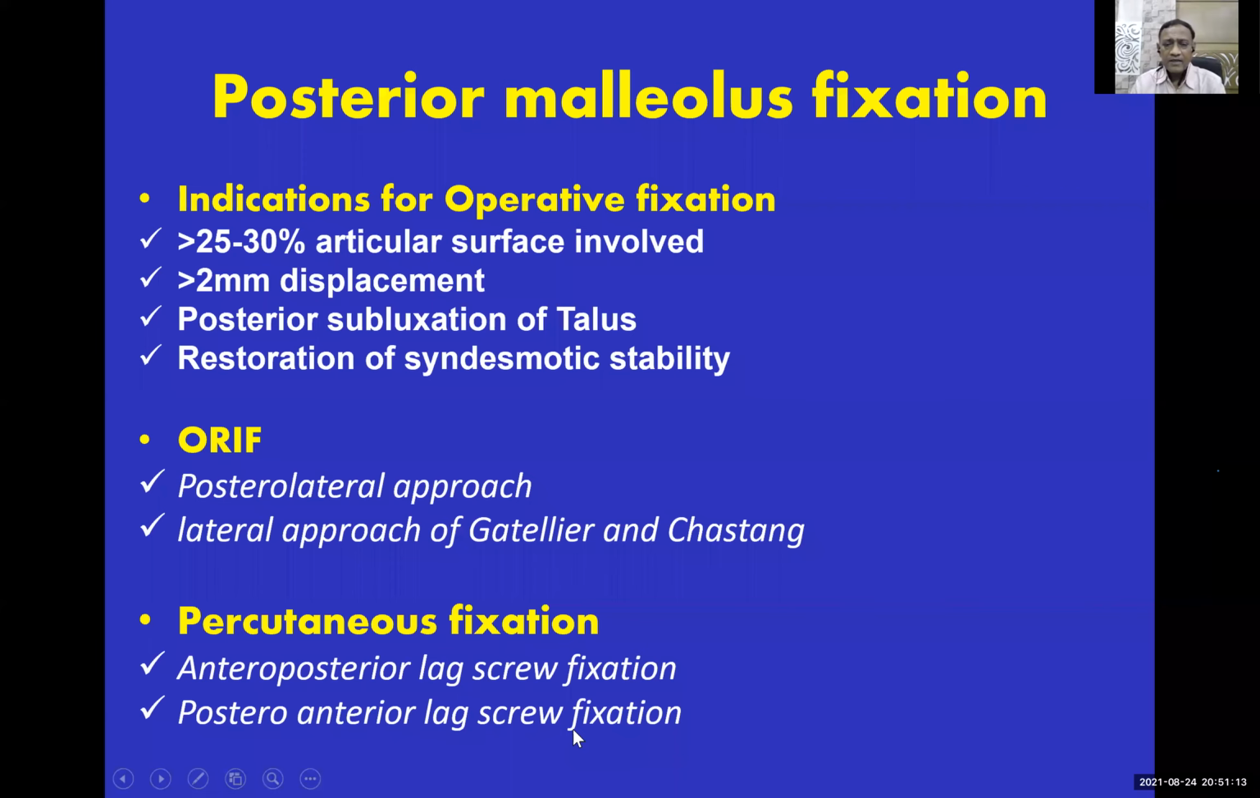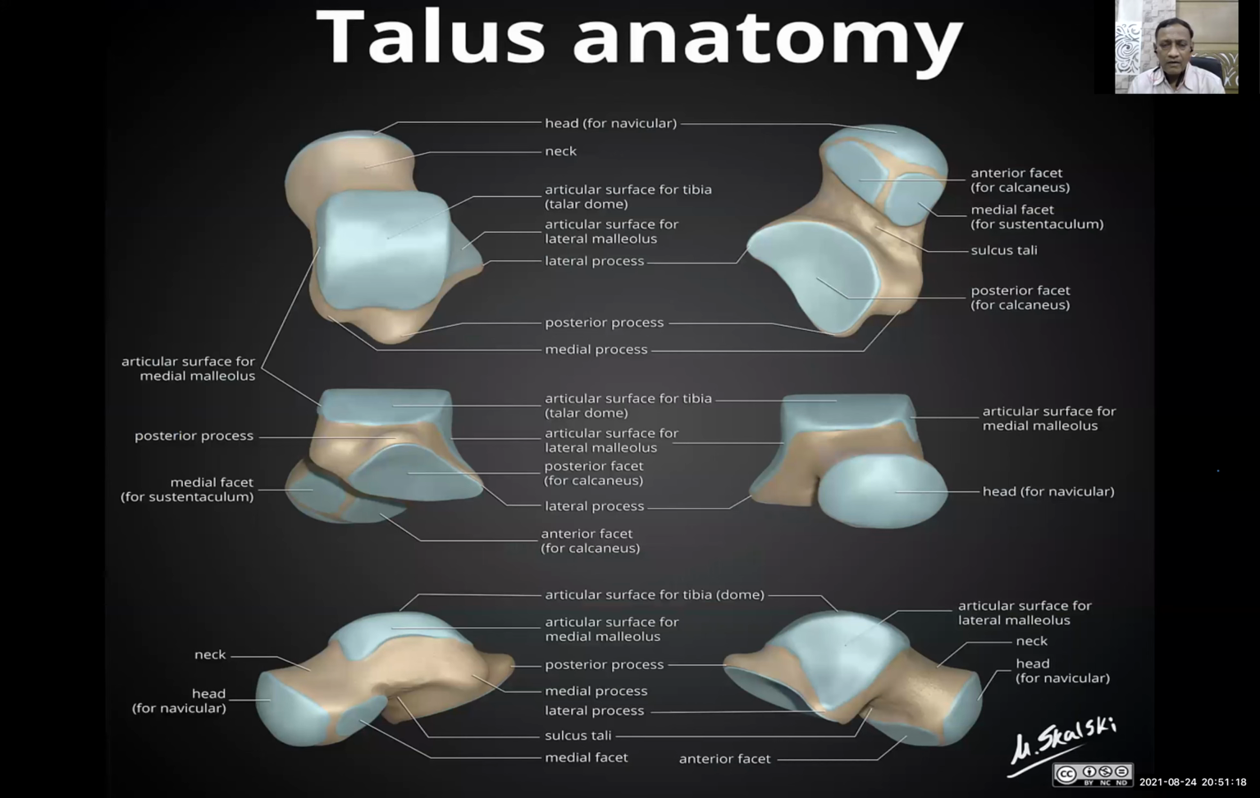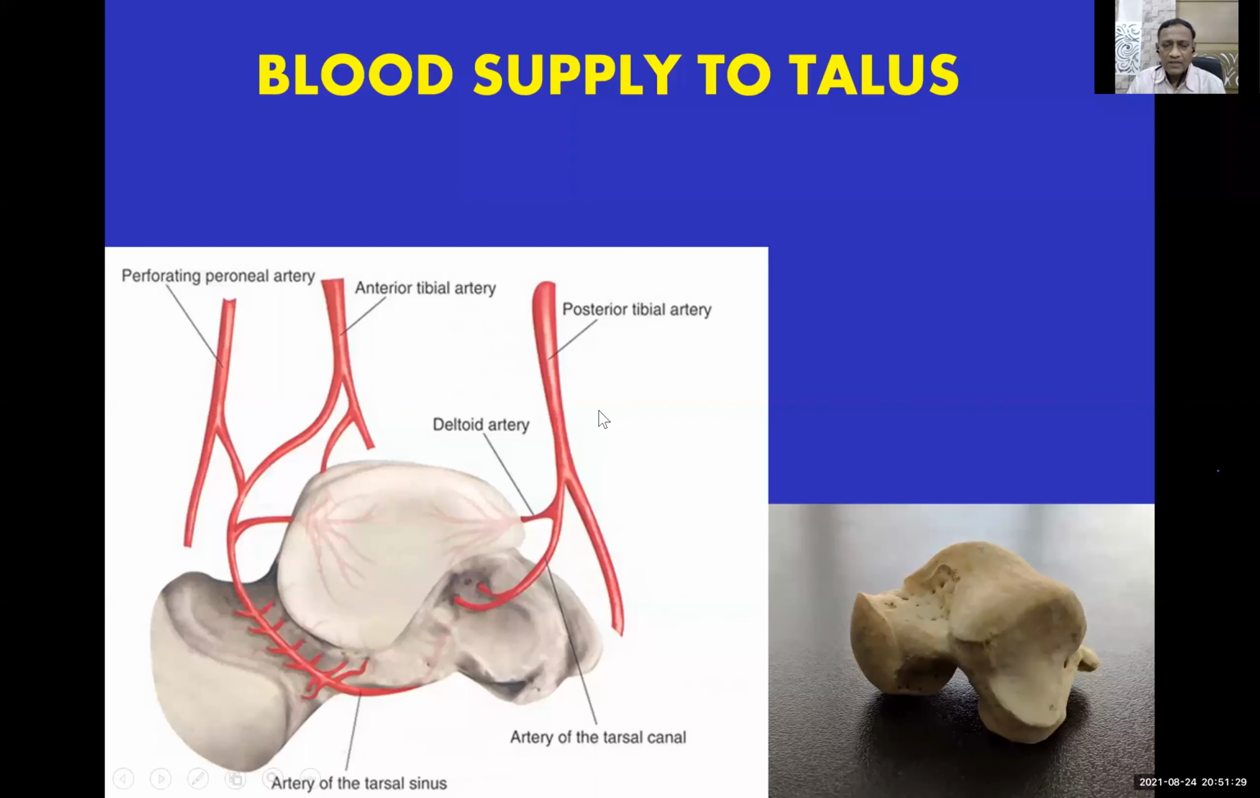When the talus is given, you have to describe the talus: head, neck, body, articular surface for the lateral malleolus, lateral process, posterior process, everything you have to describe. Please remember the blood supply. All three arteries give some contribution to the head, but the major blood supply comes from the perforating peroneal artery and some branches of the anterior tibial artery. They perforate the talus on the dorsal surface of the neck like this. These are the foramina which are seen. Therefore, the vessels. And some blood supply comes from the artery of the tarsal canal also.